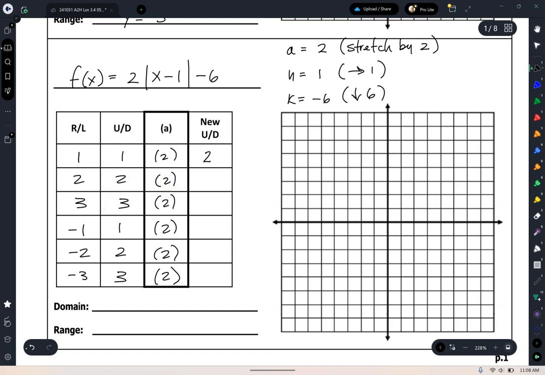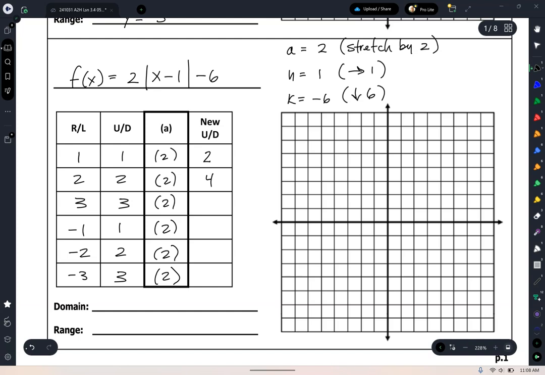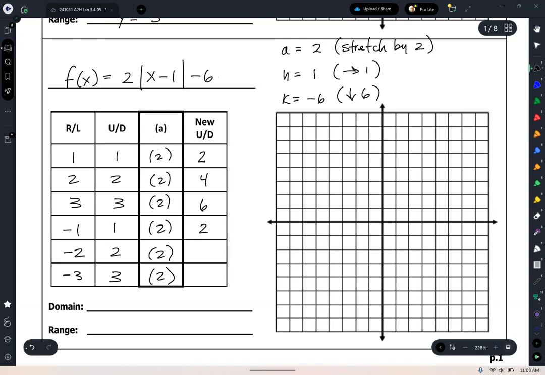So when we go right 1, instead of going up 1 from the parent pattern, we're going to go up 2. And when we go right 2, instead of going up 2, we're going to go up how many? 4. And when we go right 3, how many are we going to go up? 6. Okay. And then on the left side, when we go left 1, are we going up or down? We're going up. How many? 2. Yeah, right. Good. And when we go left 2, we're going up 4. And when we go left 3, we're going up 6.